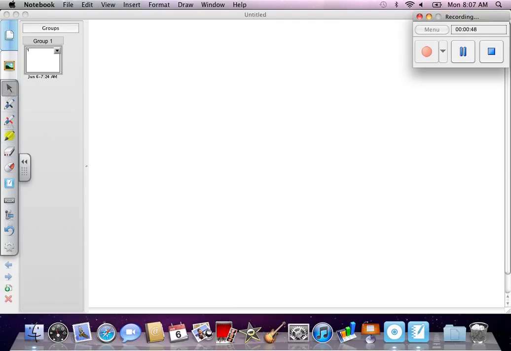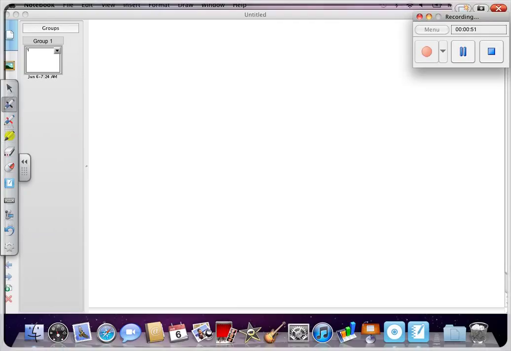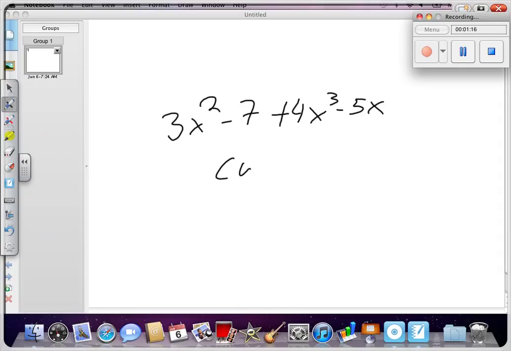Okay, I'm looking at number 41, which says classify 3x squared minus 7 plus 4x to the third minus 5x by its degree and by the number of terms. We've got 3x squared minus 7 plus 4x cubed minus 5x. So, first of all, what is the biggest degree? The biggest exponent? 3. So we know that's cubed or to the third power. Now, how many terms are there? There are 1, 2, 3, 4 terms.